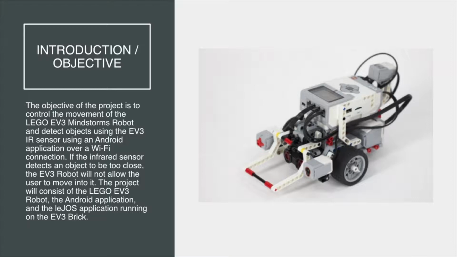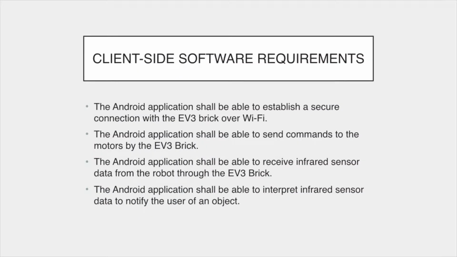The project consisted of the LEGO EV3 robot, the Android application, and the leJOS application running on the EV3 brick. These are our client-side software requirements. The Android application shall be able to establish a secure connection to the EV3 brick over Wi-Fi. The Android application shall be able to send commands to the motor by the EV3 brick. The Android application shall be able to receive infrared sensor data from the robot through the EV3 brick, and the Android application shall be able to interpret infrared sensor data to notify the user of an object.